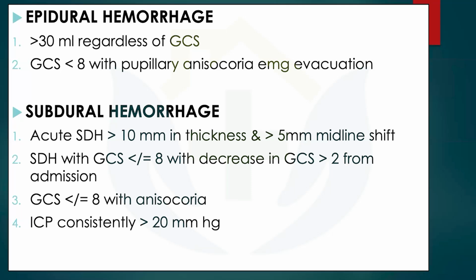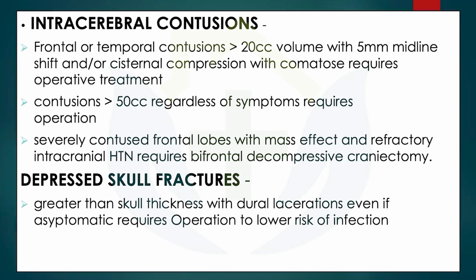SDH of more than 10 millimeters in thickness and GCS of less than 8, or motor GCS drop of 2 or more, and any patient with pupillary abnormalities like anisocoria, you have to go for drainage of the subdural hematoma.